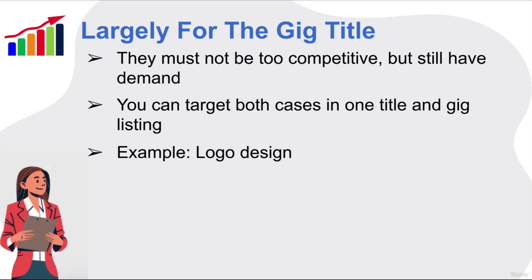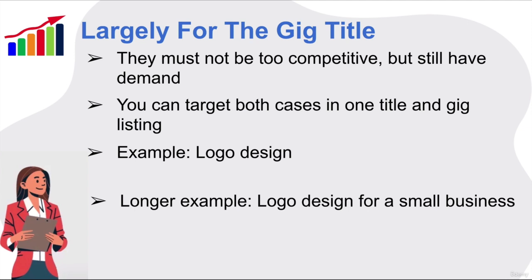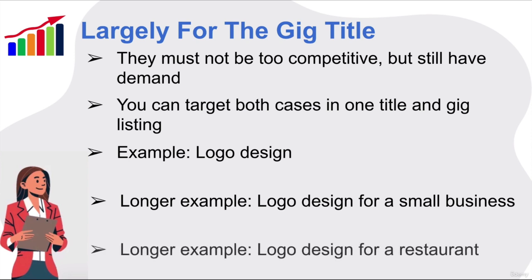So what's recommended is to at the same time target a longer version of it. For example, logo design for a small business. Okay, now it's a lot less competitive. It still might be competitive, but you see you have the words for small business in there. And you can change this up. You can have another gig that's targeting specifically logo design for a restaurant.